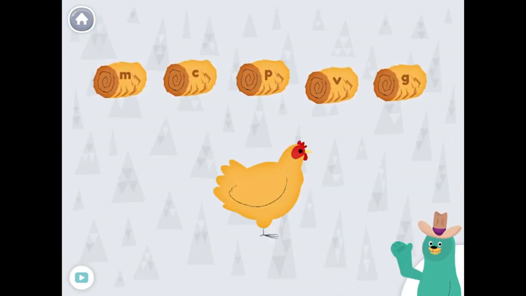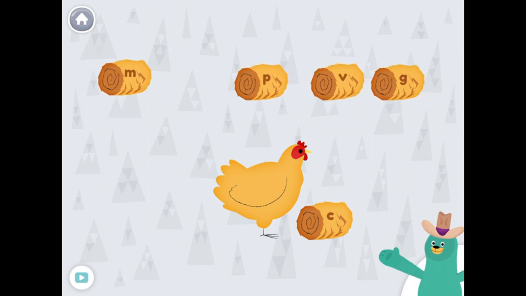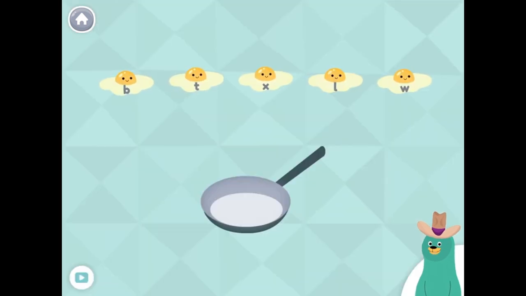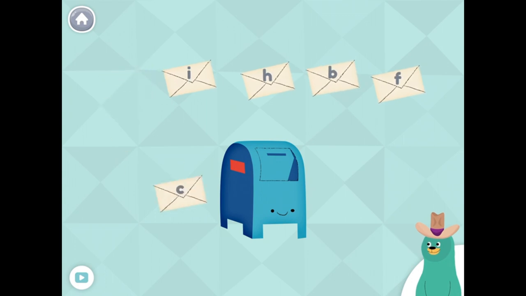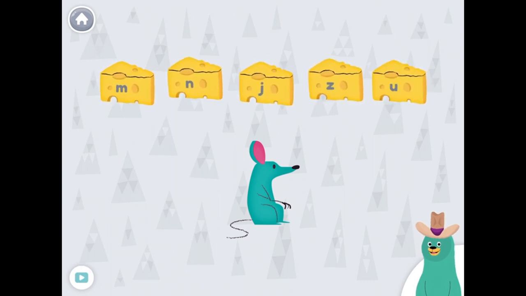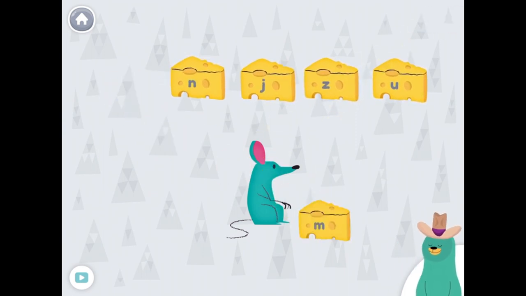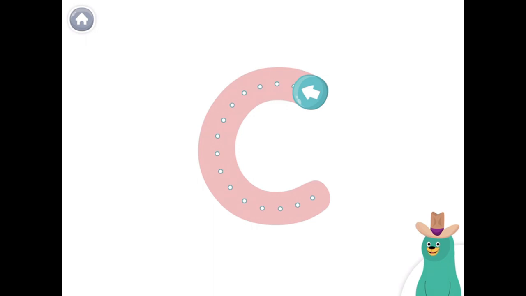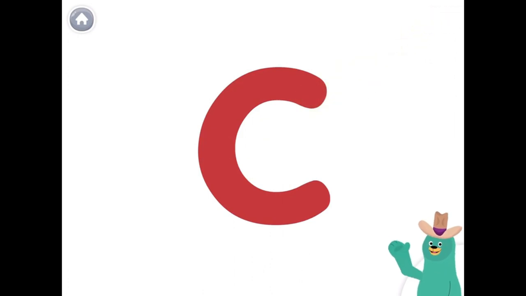Give the hen the hay with the letter C. Keep up the good work. Put the egg with the letter T in the pan. Nice. Put the mail with the letter C in the mailbox. Nice work. Give the rat the cheese with the letter M. Super! Trace the lowercase letter C. Great! You traced the letter C.